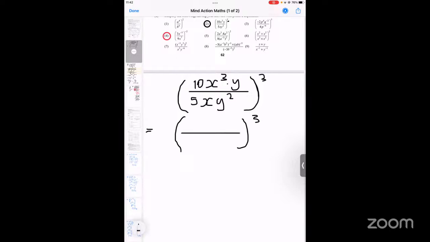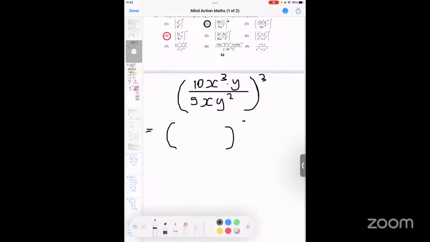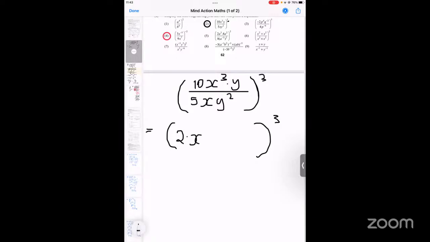For example, you will say, what is 10 divided by 5? It gives us 2, isn't it? Yes. Then you say x to the exponent of 3 minus 1. I hope I copied that correctly. Yes. And then you say y to the exponent of 1 minus 2.